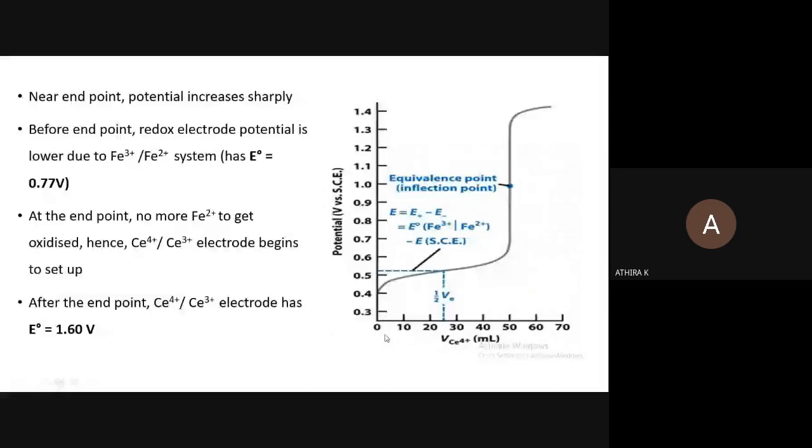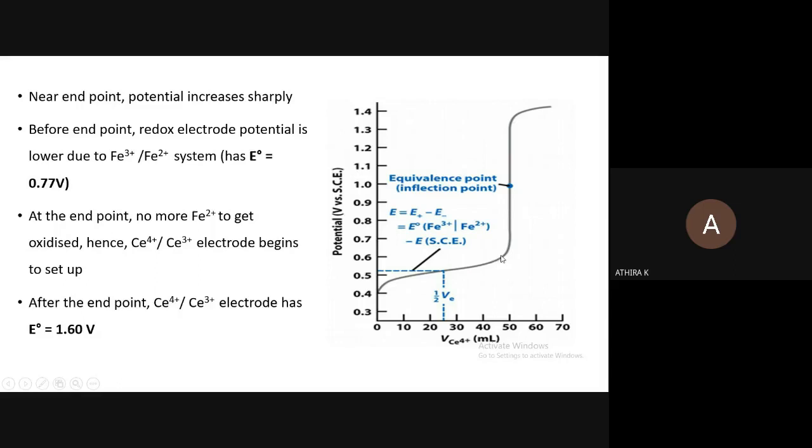You can see here, as the volume of cerium 4 plus increases, there is only small change in the potential. Here, there is only small change in the potential. And it increases, and at this point, corresponding to the volume of Ce4 plus, there is a sharp change in the EMF or the potential. As the volume of cerium 4 plus increases, there is a sharp change in the potential at the calomel electrode.